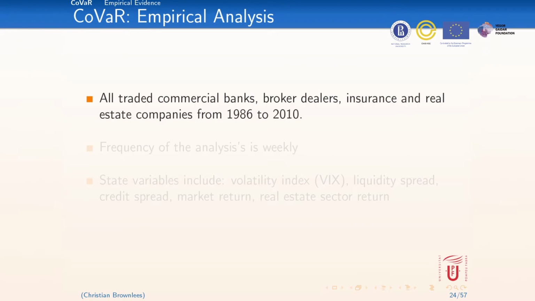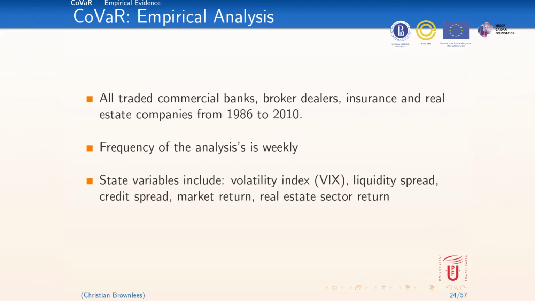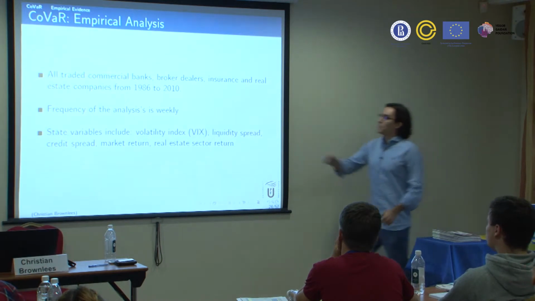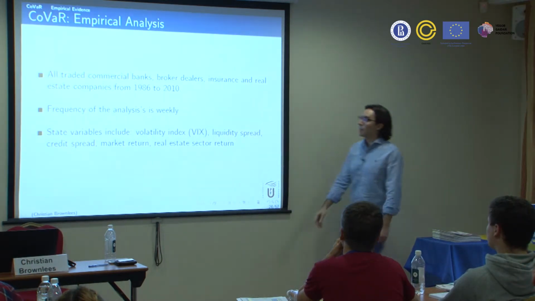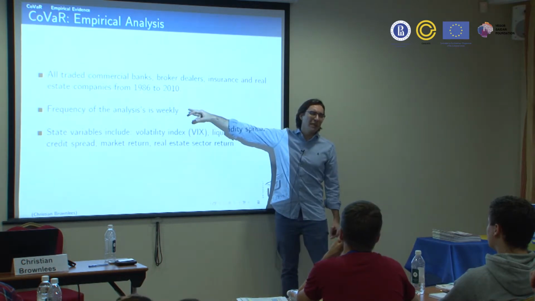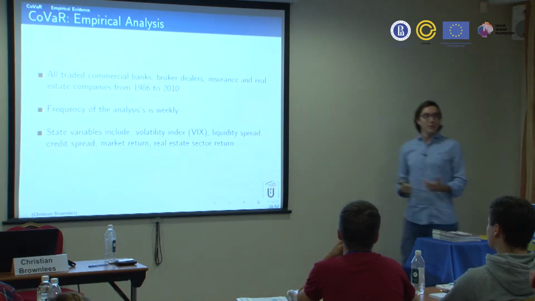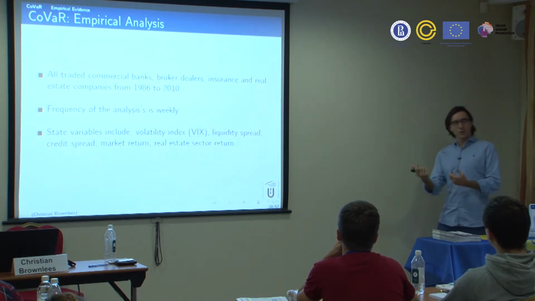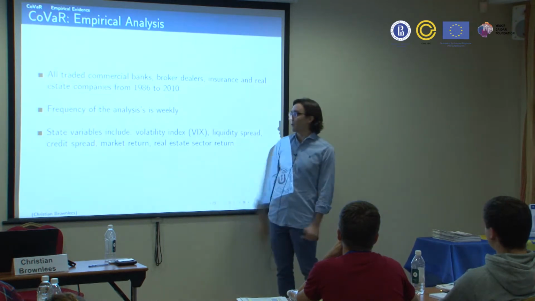So now, what Adrian and Mario do is the following. They look at a big sample of financial institutions between 1986 and 2010, and they divide their banks into different groups. They have banks, broker-dealers, insurance, and real estate companies. They do the analysis on a weekly basis, really to overcome a bit the issue that they were dealing with asset returns that were equity returns, but the issue, even if you use weekly, stays there.